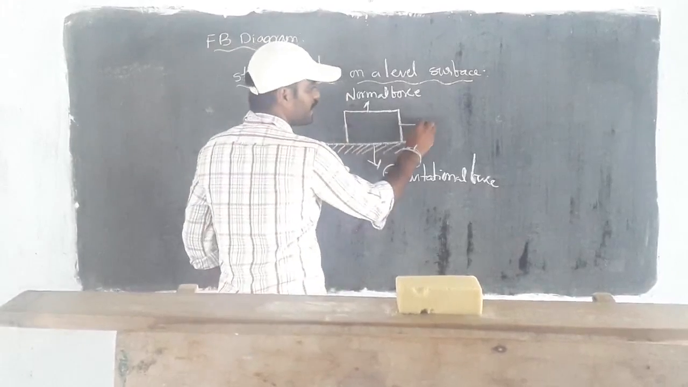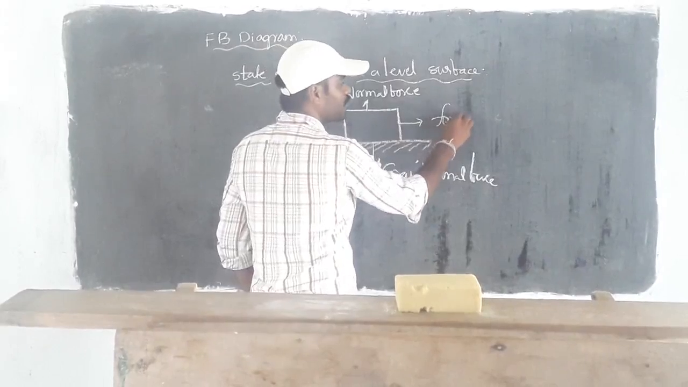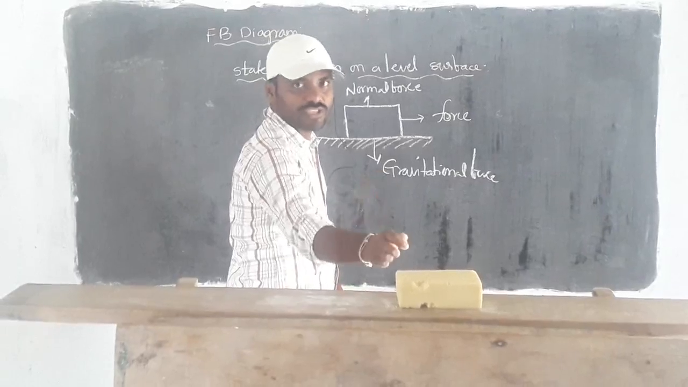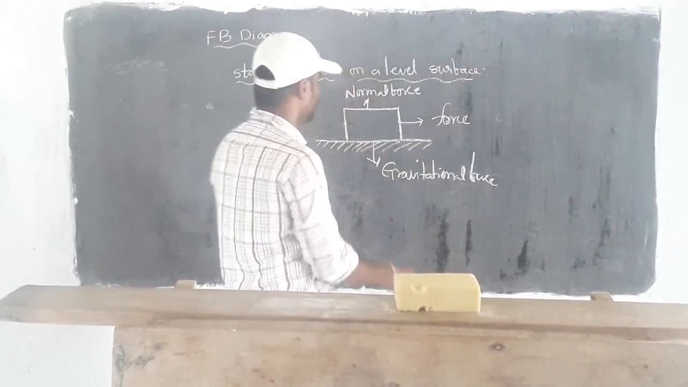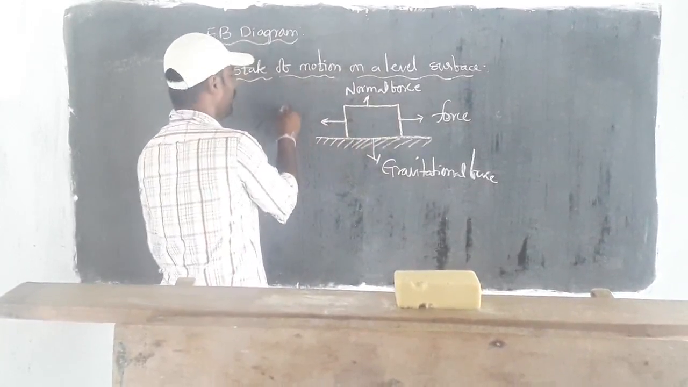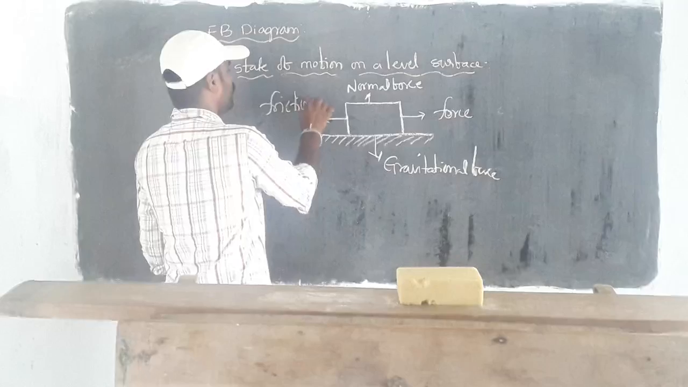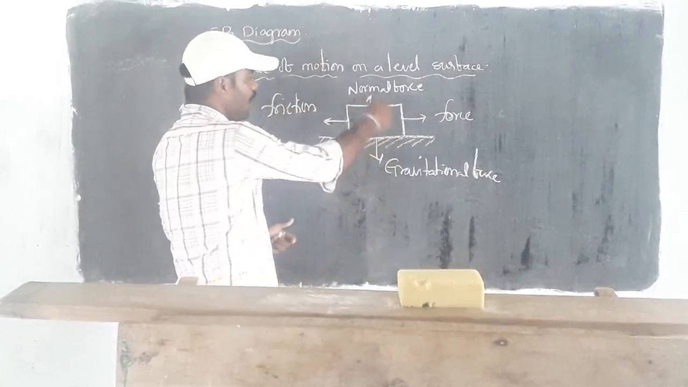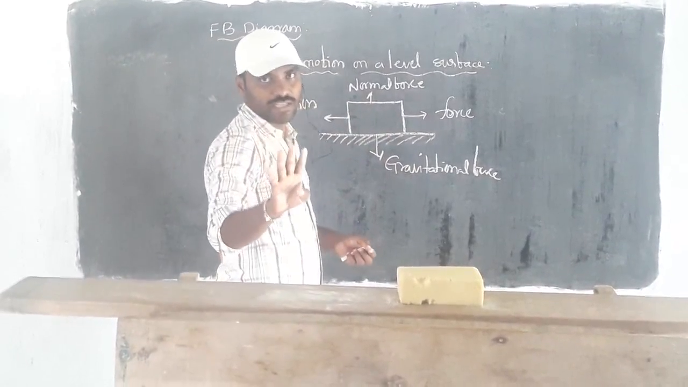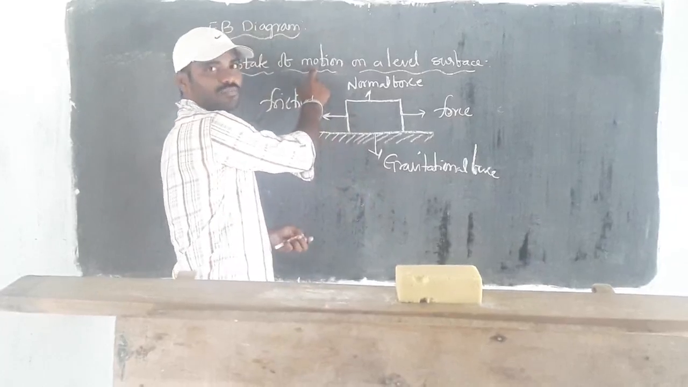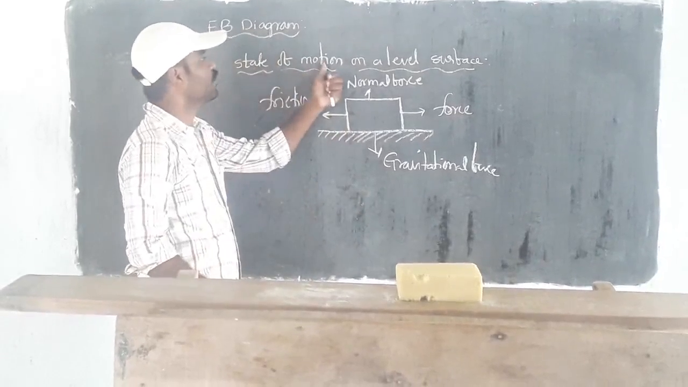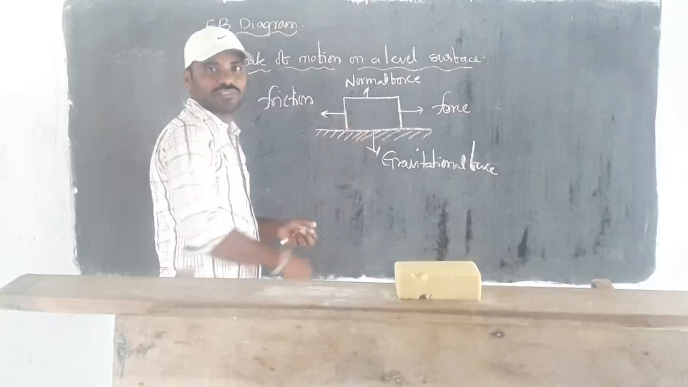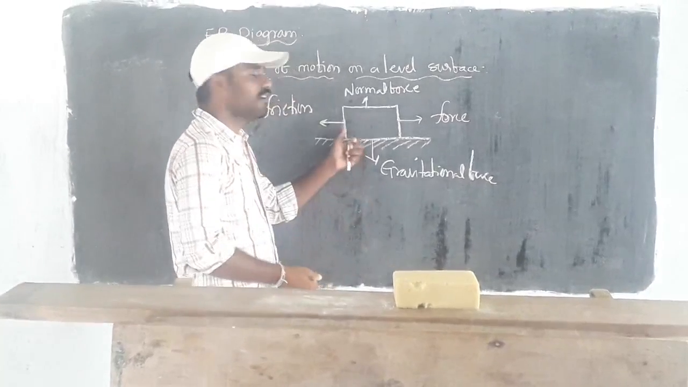Then it is moving to the right side, that indicates the applied force. Then when we stop the applied force, ultimately it comes to rest or not? Means it is going to stop or not? That indicates that on the opposite side we get friction. So for a moving object, always on the opposite side we can see friction. So how many forces are acting? 4 forces are acting. In which condition? When the object is in motion. The same thing is written: state of motion on a level surface. Who is in motion? The object is in motion, right? So you have to take a look at the FBD diagram.